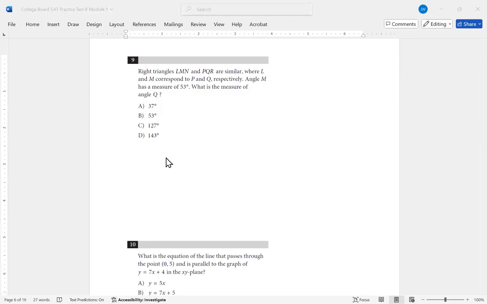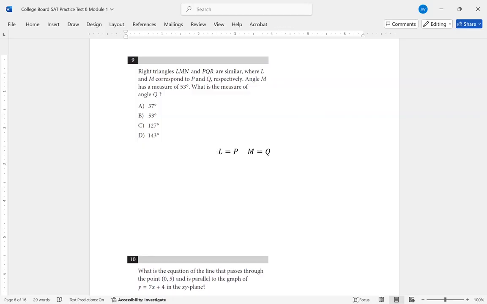Here we go. Question 9. Right triangles LMN and PQR are similar, where L and M correspond to P and Q respectively. Angle M has a measure of 53 degrees. What is the measure of angle Q? So when it says L and M correspond to P and Q respectively, and we know that these are similar triangles, that tells me L is the same angle as P, and also M is the same angle as Q, because similar triangles have the same angles.